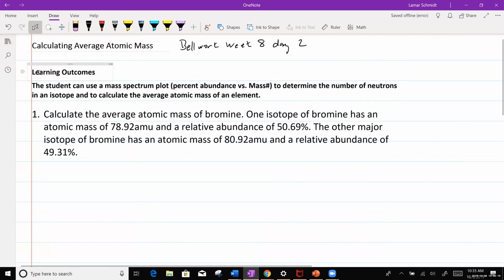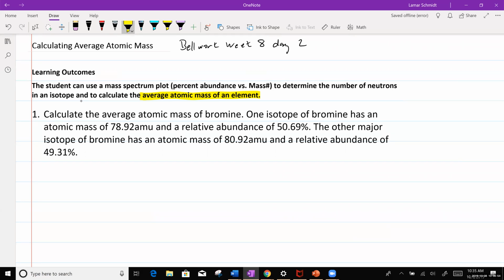And on day 2, we are calculating the average atomic mass. Our outcome here is that the student will use a mass spectrum plot, percent abundance versus mass number, to determine the number of neutrons in an isotope and to calculate the average atomic mass of an element. All right, so what we're really going to do in this assignment is just calculate the average atomic mass of an element. We have not quite got to the mass spectrum part of this yet, but we need to understand how this average atomic mass is calculated. So we're going to do that in this scenario.